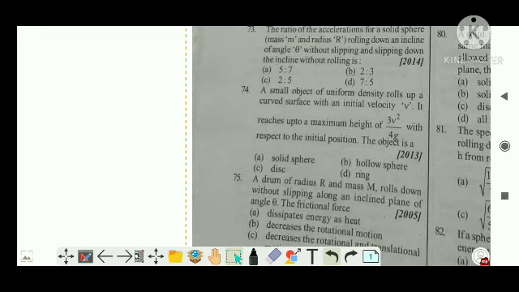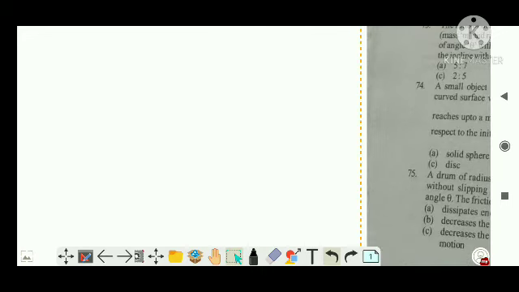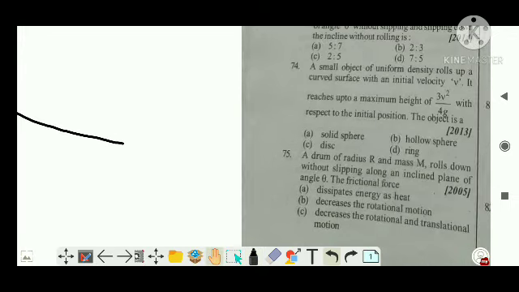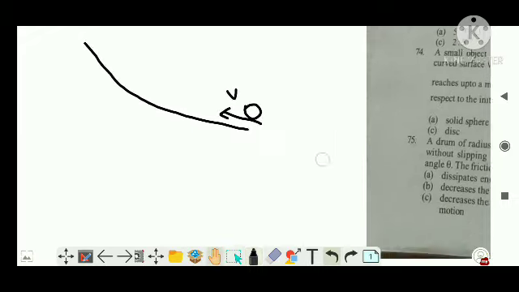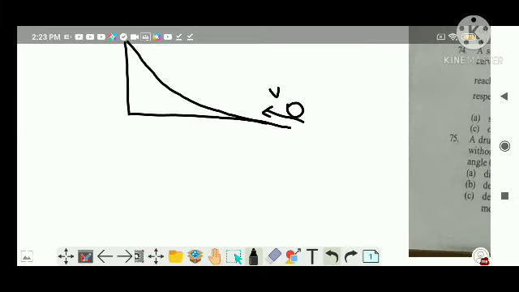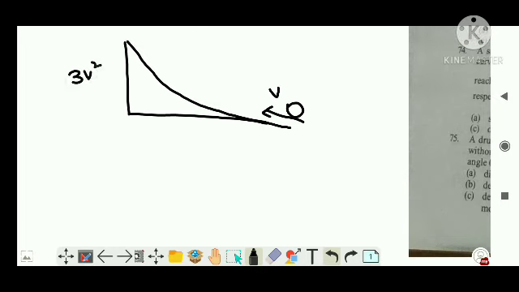Okay, so you are given a scenario like this, right? An object is rolling like this. A small object of uniform density rolls up, so it is moving up with velocity v. It reaches up to a maximum height of 3v squared by 4g with respect to the initial position. Curved surface, so this question is correct. So it reaches maximum height like this, let's say this one. So the maximum height is 3v squared by 4g. It has moved from here to here. This much clear?